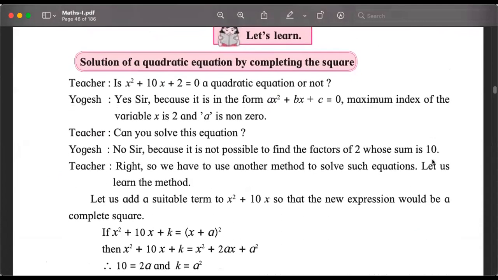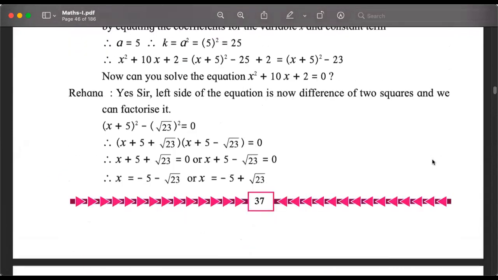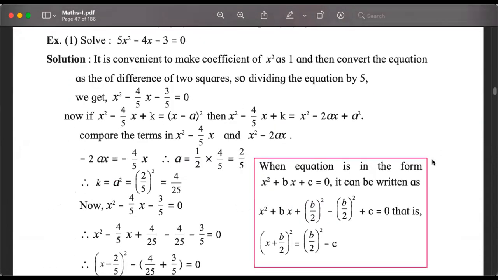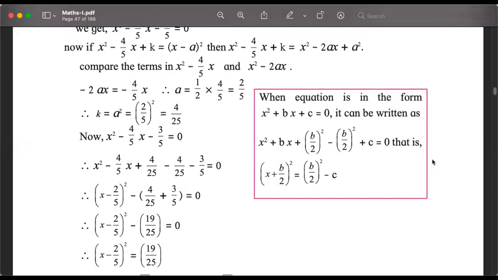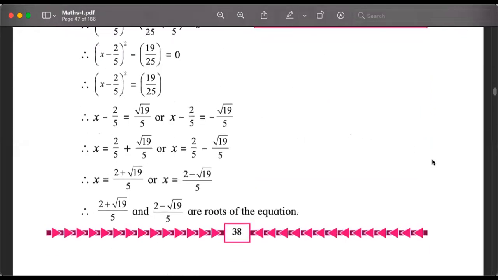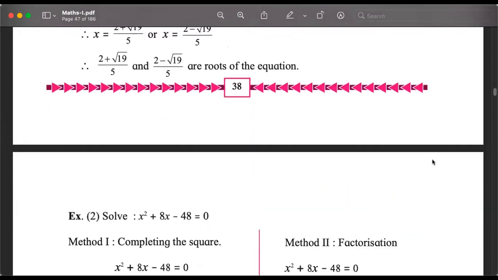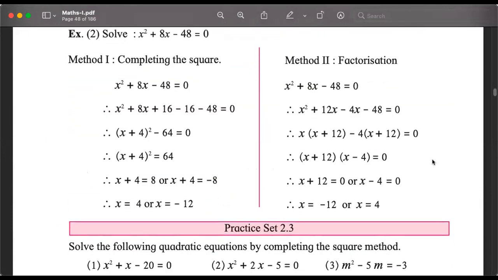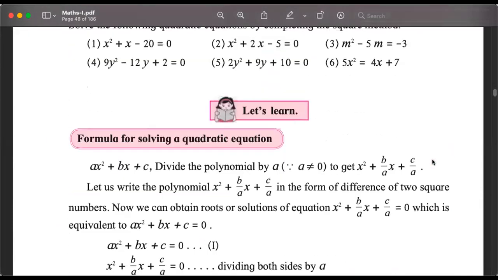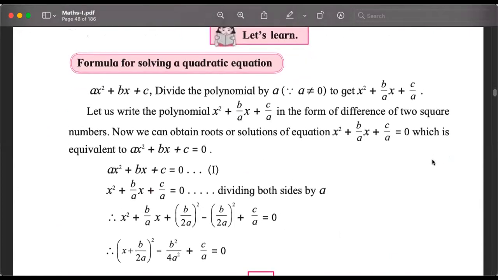Then another method which is called completing the square method. Always in exams, most of the time it will not tell you which method to use. You can choose whichever method is more convenient for you. But in some questions, it will ask you to use a particular method. Right? So that was the second method, completing the square. Then the third method, the formula for solving a quadratic equation, which is called the discriminant method.